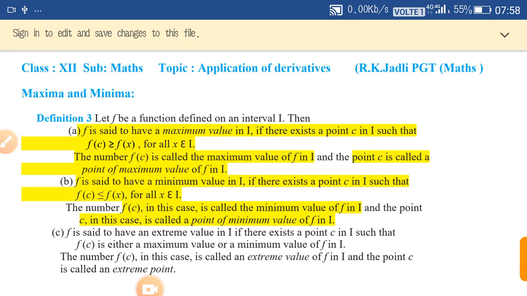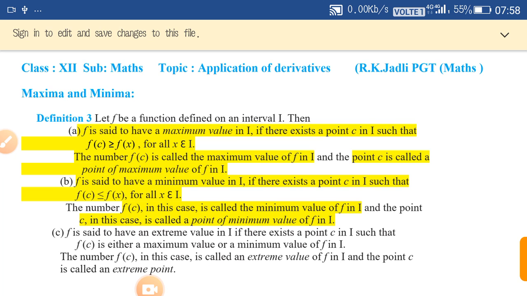Good morning, dear students. Today I am taking the last topic of application of derivative, that is maxima and minima. Maxima means to get the maximum value of the function, and minima means to get the minimum value of the function. It has some technical definitions. Understand them.